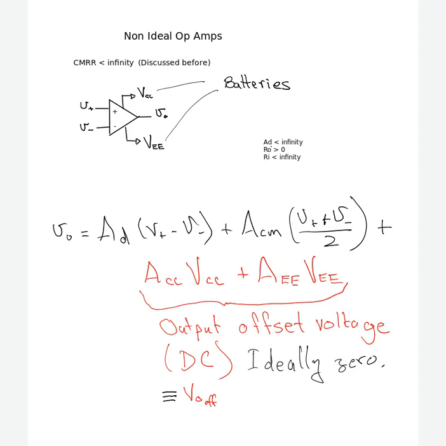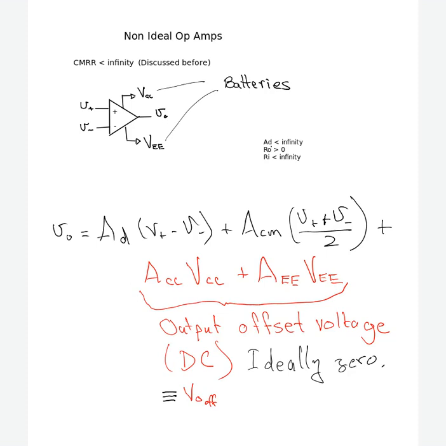Now, the second thing that we want to look at here, the first really new thing, is the power. To power the op-amps, we need batteries. And these batteries are DC voltages, here denoted as V_CC and V_EE. Now, linearity would indicate that a battery will cause a DC output voltage.